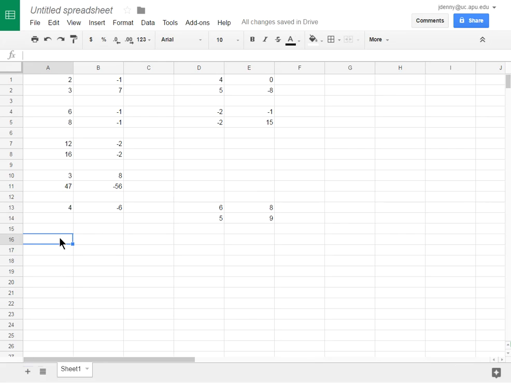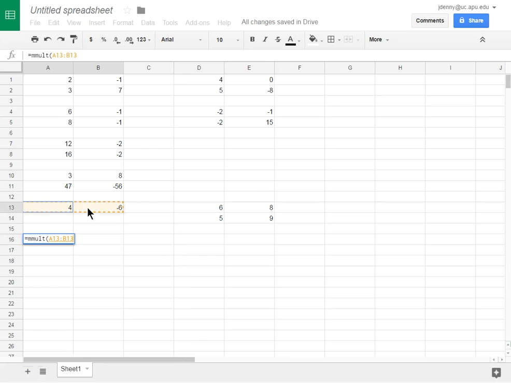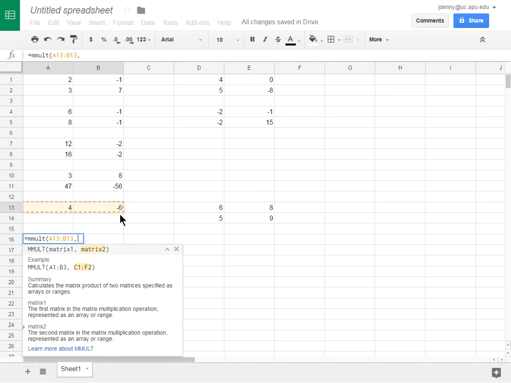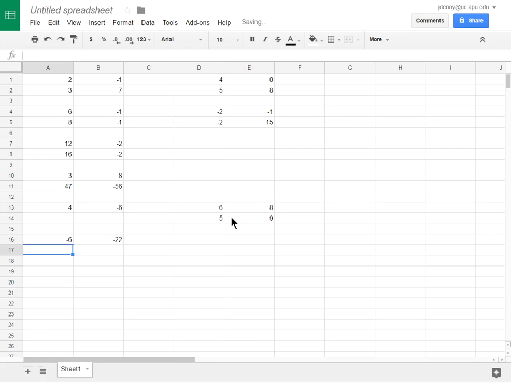So I'm going to, in this cell, say equals MMULT, M-M-U-L-T, that, comma, that, the two matrices. And you'll see it's interesting that this matrix right here, the 4, -6, times this 2 by 2 matrix results in this value right here.